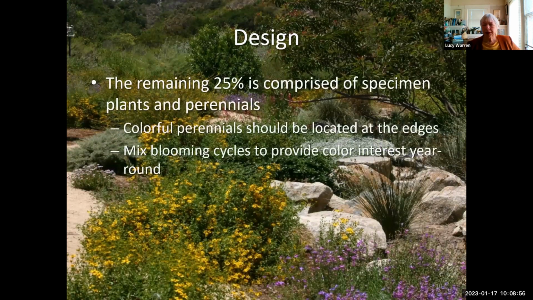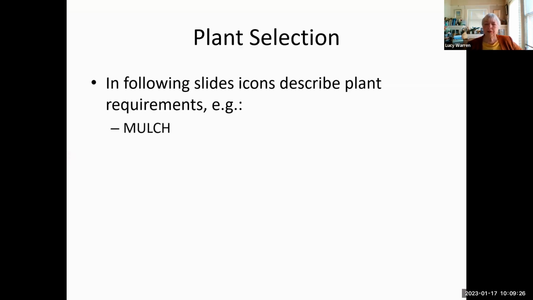So the remaining 25% would be comprised of specimen plants or plants that are perennial, what we call perennial color. And if you mix the bloom cycles of the color plants, you can provide interest year round. We do have wonderful plants that, grown together, you can have flowers all year round. So I'm going to go through a number of plants, and on these slides, I have icons that describe the plant requirements so that you can group plants that grow together.